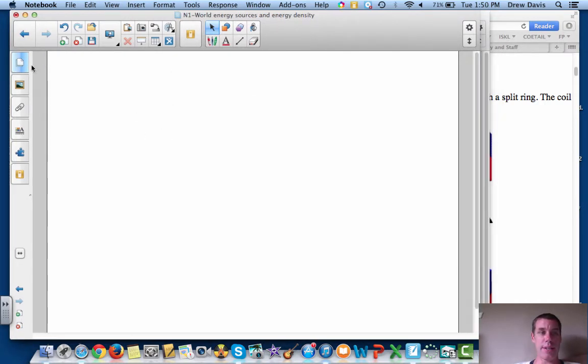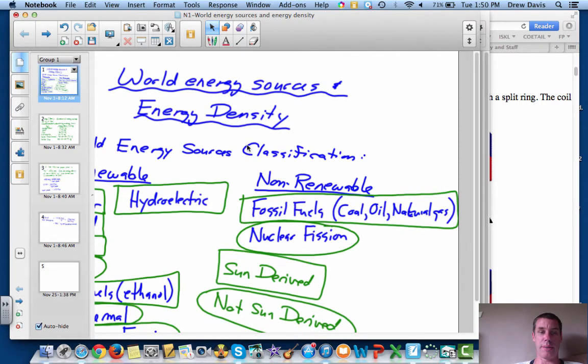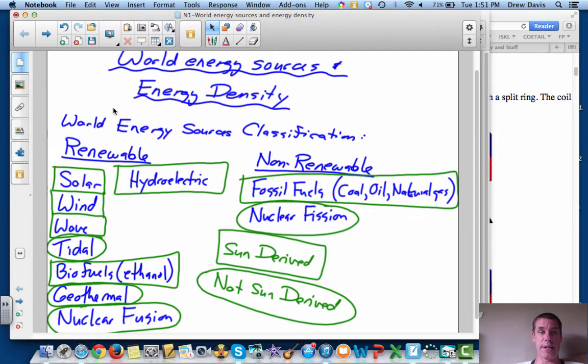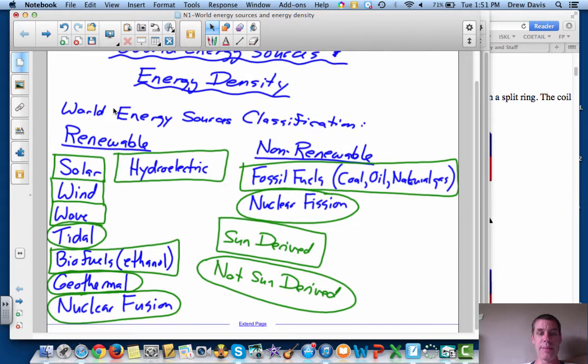So now we get into world energy sources, which is what you were talking about with your presentations on Monday. Now this slide here shows the different types of energy sources or fuels that you'll be responsible for. Some are circled and some are in rectangles, and they're written in two columns. The column on the left are renewable energy sources. These are ones that will not get used up. We will not run out of solar energy in the foreseeable future. Not something you or I or our great-great-grandkids need to worry about. Nor will we run out of wind, waves, tidal, biofuels.